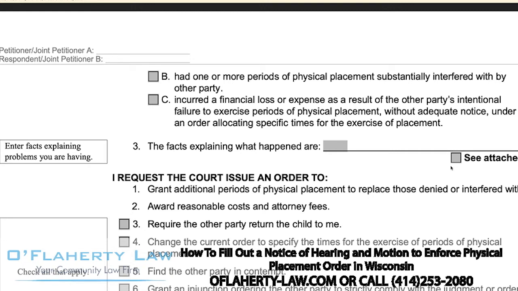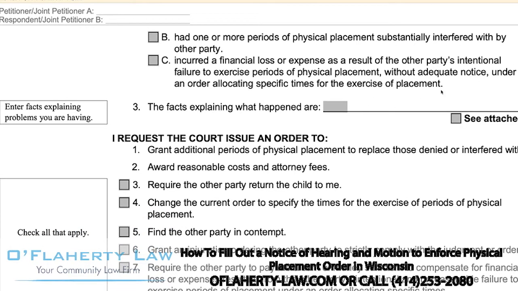explanation for why you need this relief, but any kind of proof that you have to back it up will only help you. That could include text messages from the other party saying, well, I'm just not going to do it, or, I'm not up for it, or I don't want to give them to you, or I don't think they're safe with you. Things of that nature, you would want to print out and attach, because the more explanation and proof you can give the court, the better job you'll do sharing your side of the story. So that is where you give your reasons and the facts of what happened.